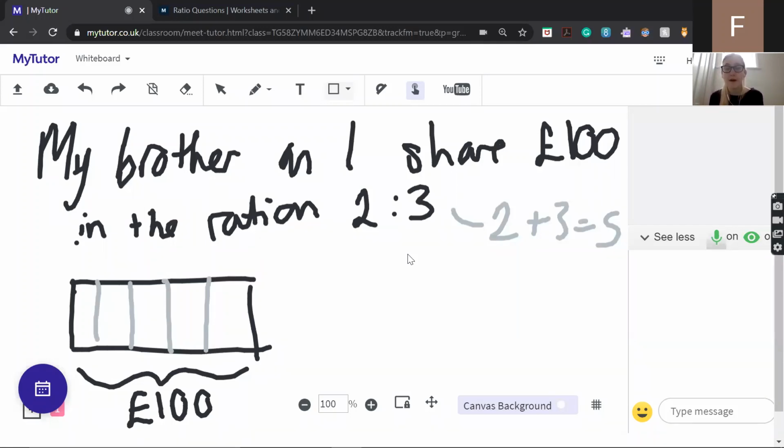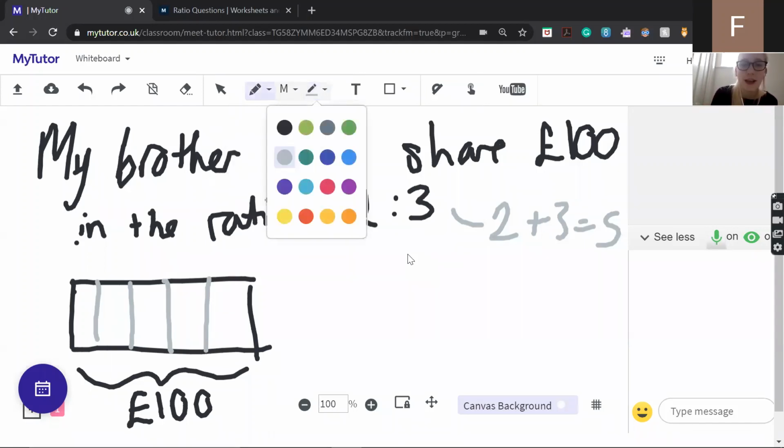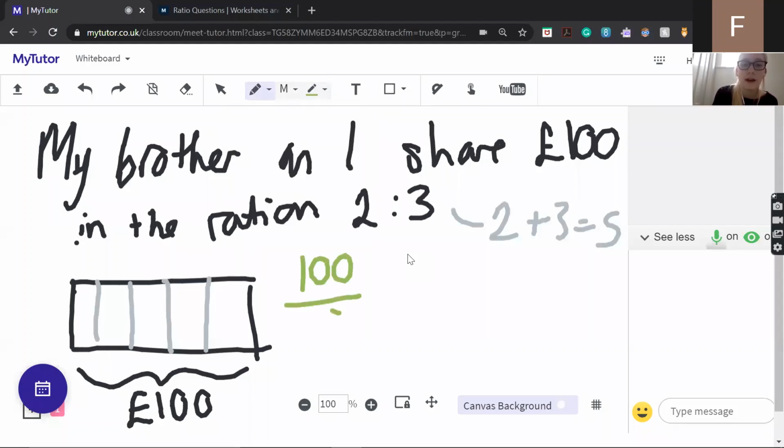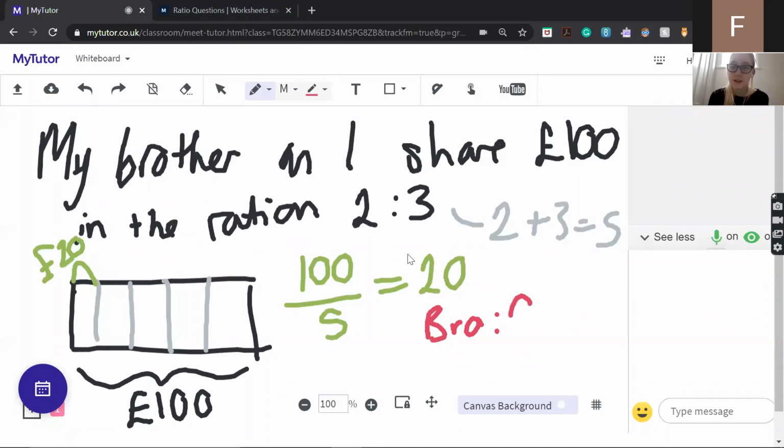So now all that we need to do is work out how much each of us gets. So if there are 5 equal chunks that make up £100, hopefully you can see that the calculation that we're going to want to do is 100 divided by 5, and that's going to give us 20. So that means that each one of these chunks here represents £20. So then my brother is going to get 2 of those chunks. So that's £40. And I'm going to get 3 of those chunks. So that's £60.